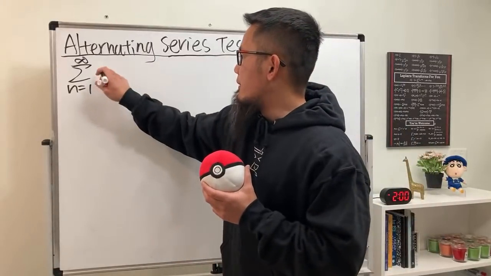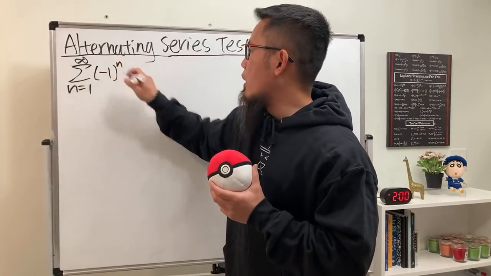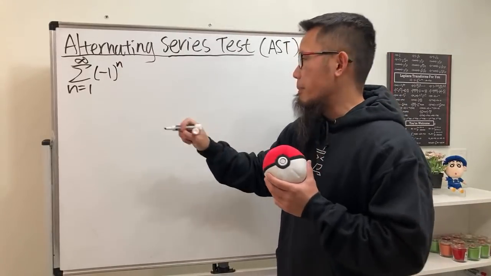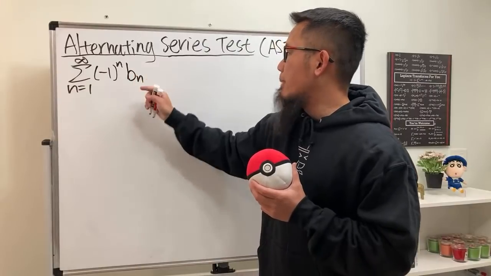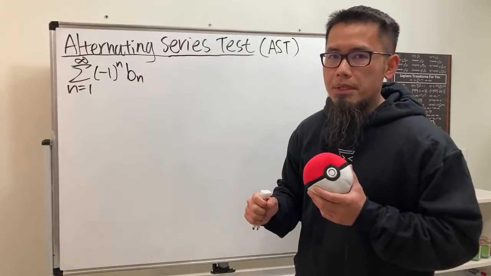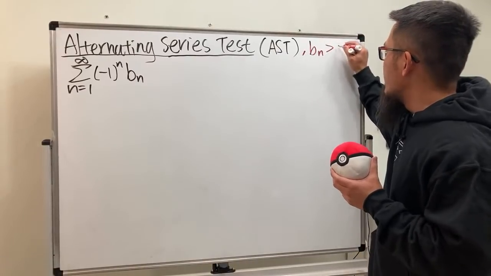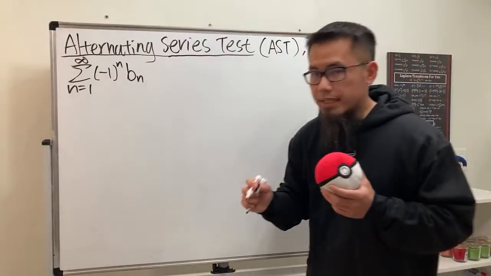So look for the factor negative 1 to the nth power, and sometimes it might be n minus 1 power. Doesn't matter, it's the same thing, right? And then you multiply by this part, and we call that Bn. And for the Bn right here, you will have to make sure that all the Bn's are positive, all right?